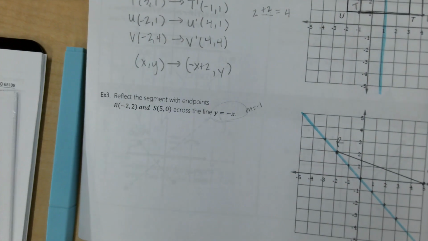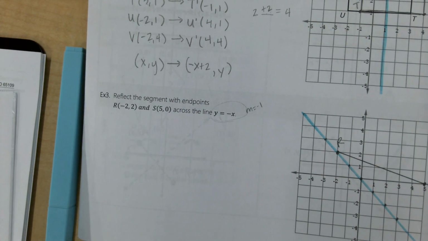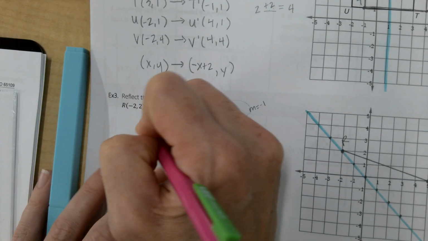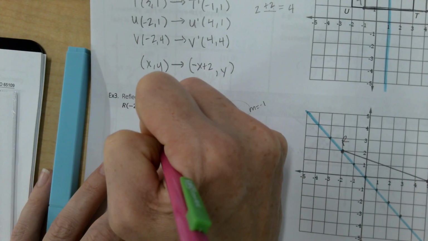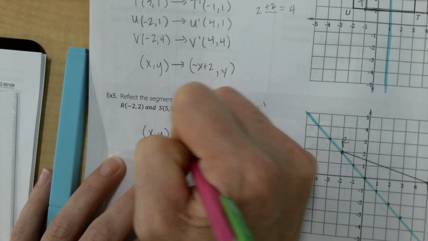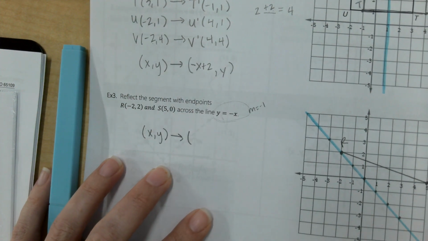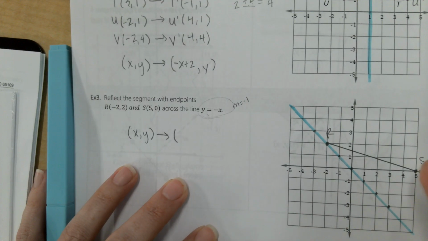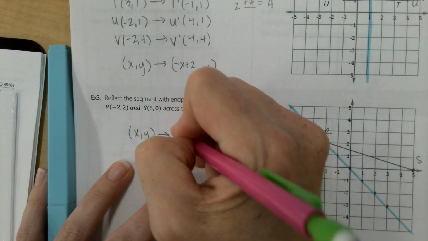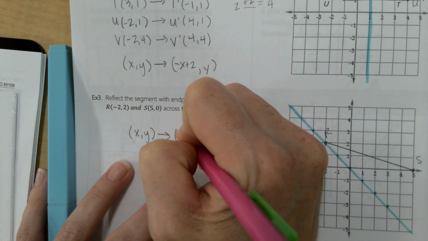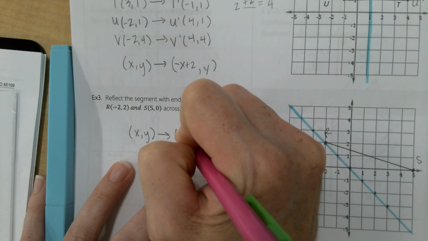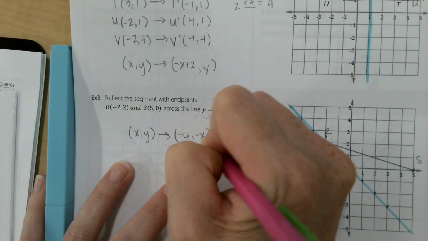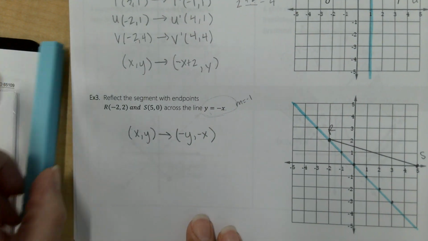All right, so if I reflect this, this is one of the patterns that I told you about. Does anybody remember what happens? Just think about it. They're going to flip. So y is going to become x, x is going to become y. What else? Anything else happen? The signs are going to change. They're going to flip and the signs are going to change.